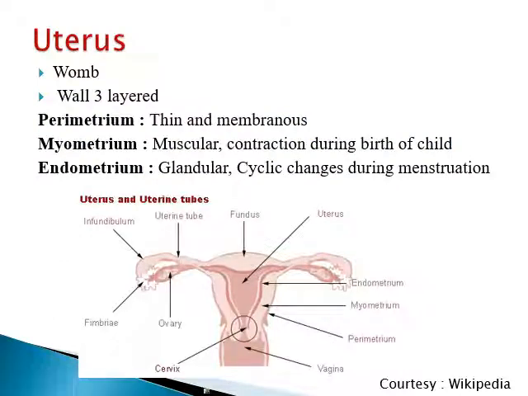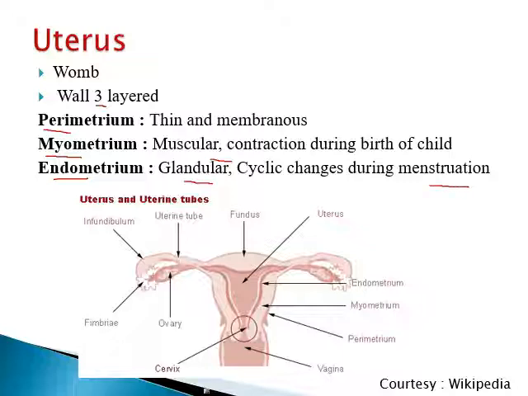Another important part in the female reproductive system is the uterus, which is also called the womb. It has a three-layered wall. The first is the perimetrium, which is very thin and membranous. The second one is the myometrium. As the name suggests, it is muscular. And the third is the endometrium, which is glandular. This is the layer which undergoes the cyclic changes during menstruation.